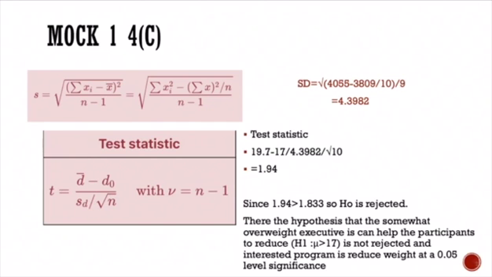Then the hypothesis that the program cannot help the participants reduce weight is rejected. The program is shown to reduce weight at the 0.05 level of significance.